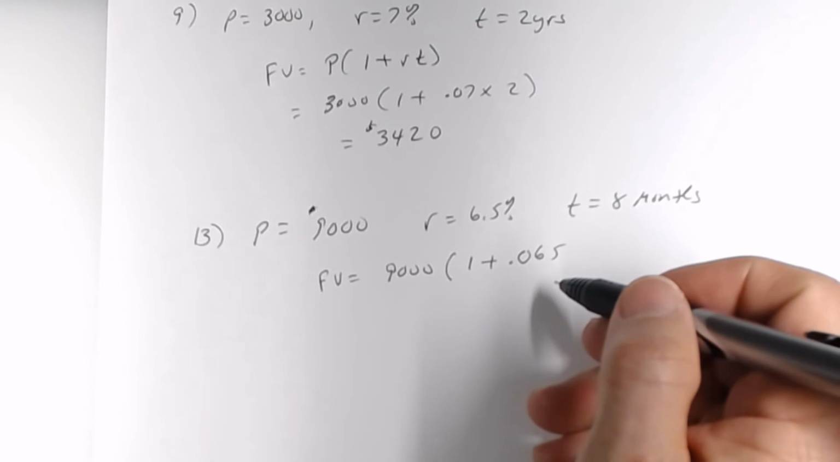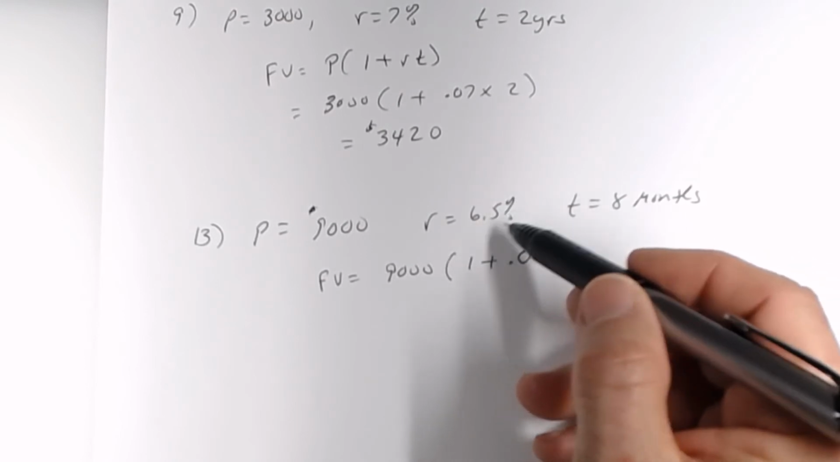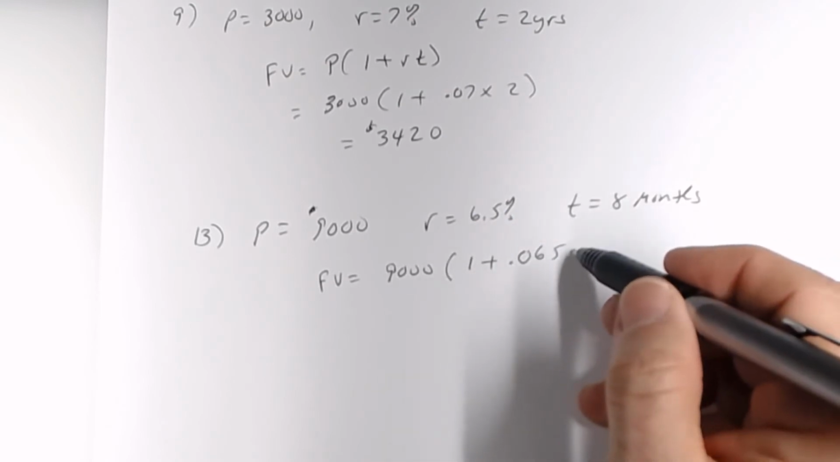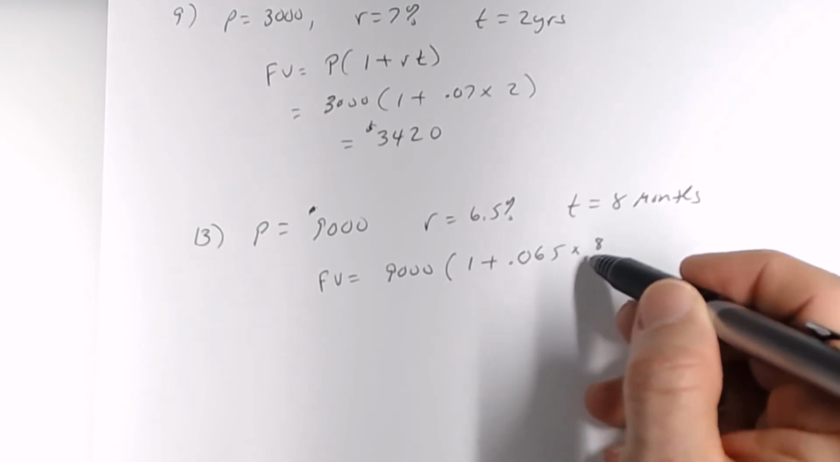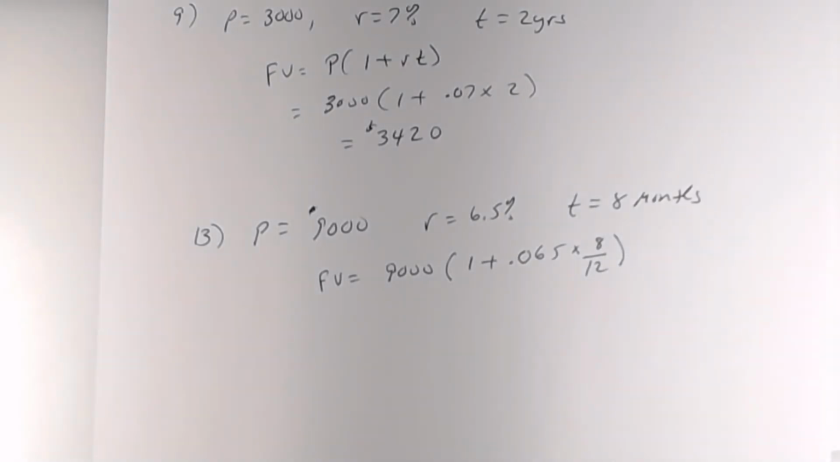0.065. Yeah, so to convert a percent to a decimal, you drop the percent symbol and move the decimal point 2 places to the left. And then times, what else do I write? 8 divided by 12. Good, because there are 12 months in a year, so you have to convert months to years. Okay, now use your calculator. All of you try to use your calculator. Go ahead and do it now. I'm going to give you 30 seconds to use your calculator, and then I want to see what you have.